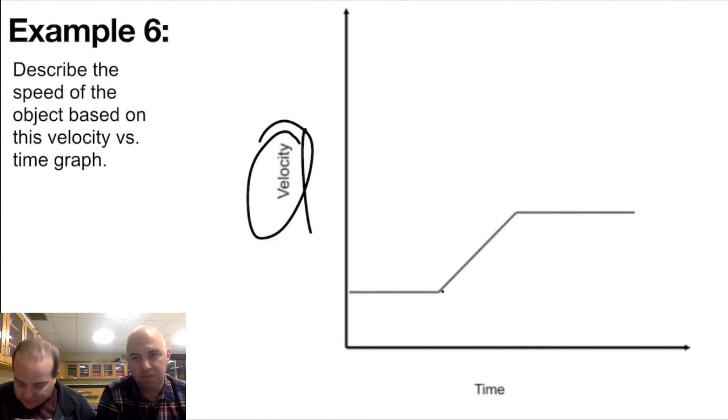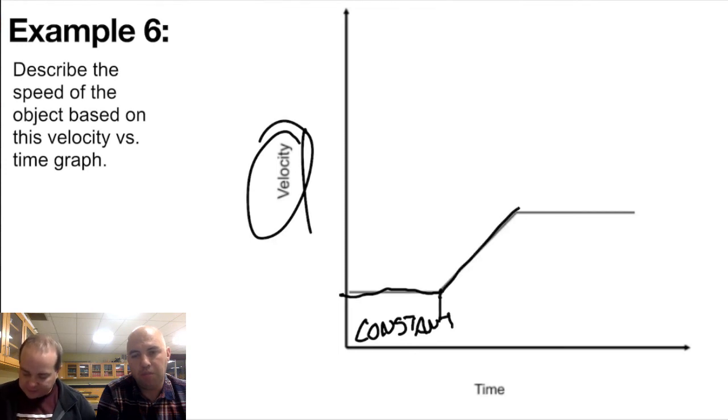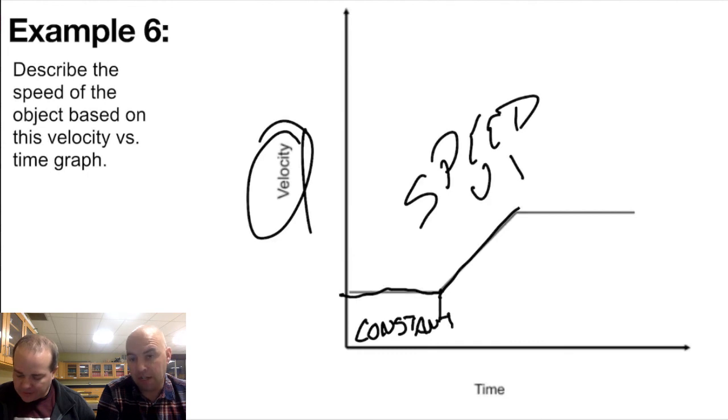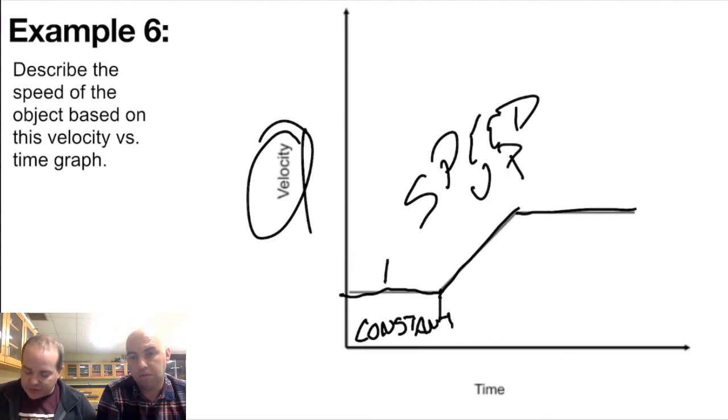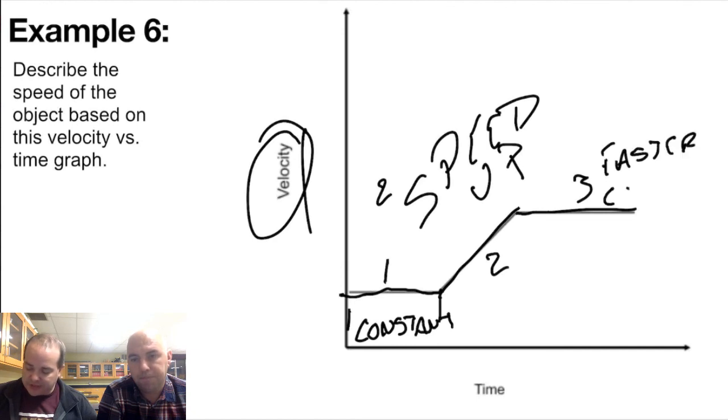So again, this first little bit here is going to be our constant speed, and then we speed up, and then we're going at a faster constant speed. If you wanted to, you could label 1, 2, 3, because we're breaking it up in chunks. At 1, we are going at constant speed. At 2, we are speeding up, and at 3, we are just going at a faster constant speed.